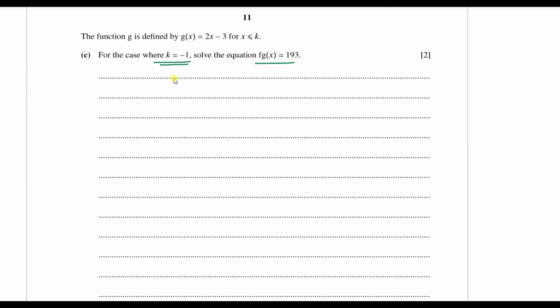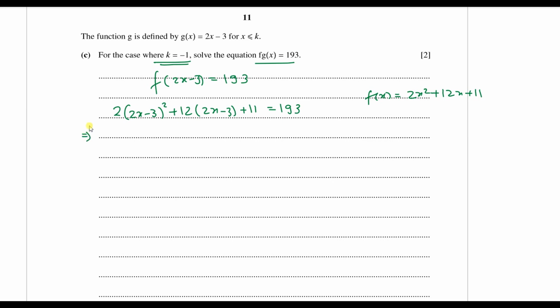So we can write f(g(x)), where g(x) is 2x - 3, and it is given as 193, and f(x) was defined as 2x² + 12x + 11. So it would be 2 times (2x - 3)² plus 12 times (2x - 3) plus 11 is equal to 193, or we can simplify and rewrite it.